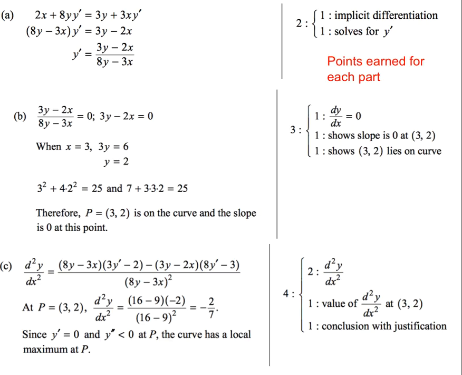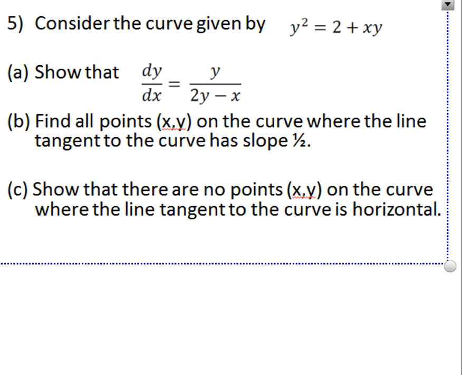Okay? If you look at question 5, again, they're giving you y squared equals 2 plus xy, and you have to show that the derivative is this. So you just need to show your steps, do the implicit differentiation, getting dy/dx by itself, and then find all points (x, y) on the curve where the line tangent to the curve has a slope of 1/2. Well, this equation represents the slope, so I would take this equation, y over 2y minus x, and set it equal to 1/2, and solve for x and y.